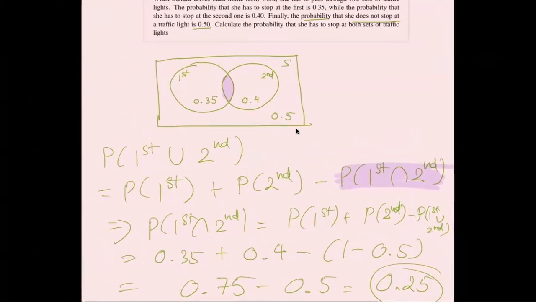And if they ask you to find the probability that she stopped at exactly 1 traffic light, then you would have to find this area plus this area, but not include the purple part. Any question about this one?